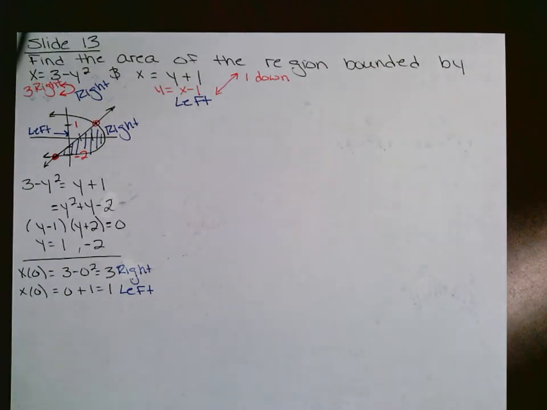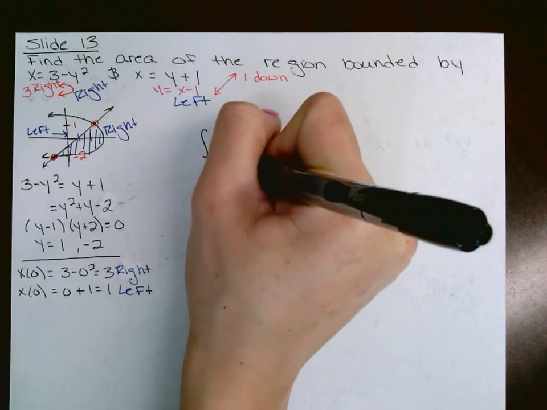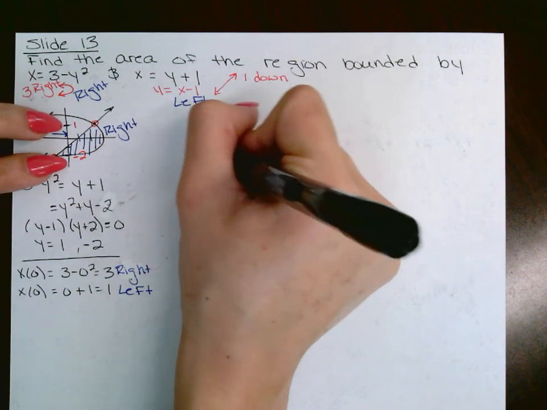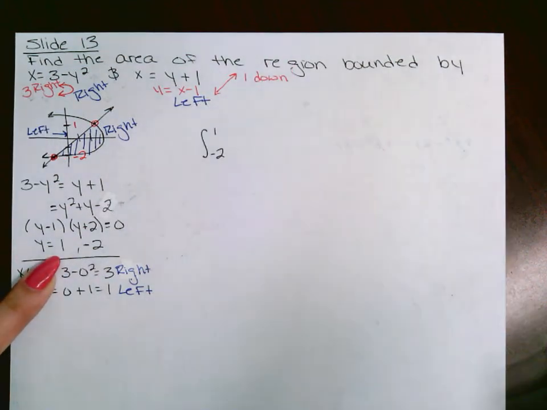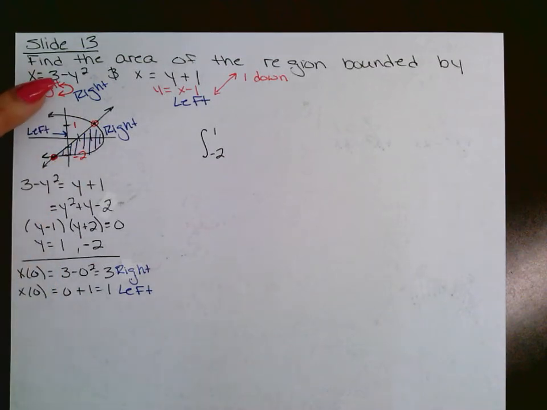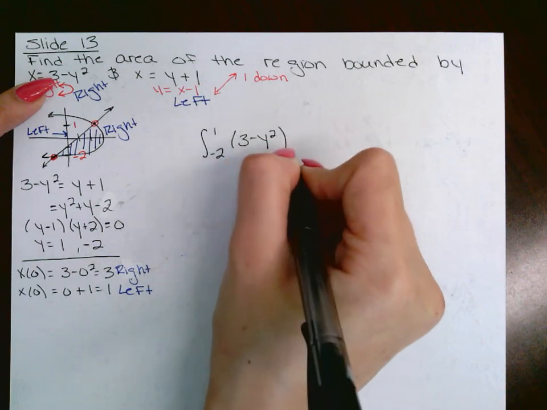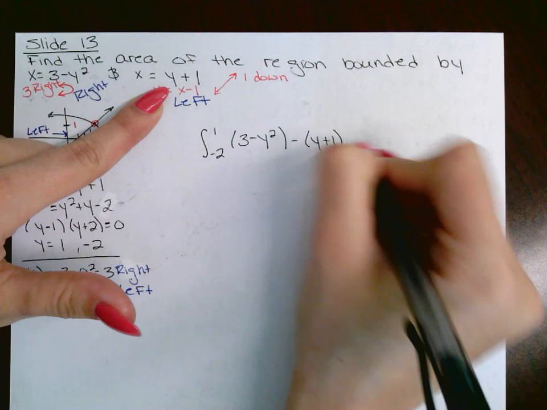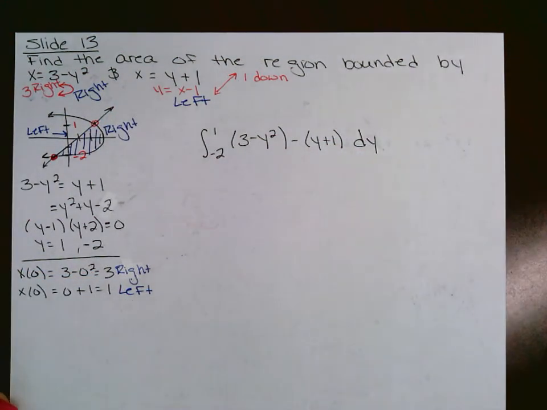So now should be the easy part. I have my integral from, who is my a? Good, -2, my smaller number, up to 1. And now my right function, which is 3 minus y squared, minus my left function. And because this is with respect to y, I put dy. The next steps go the same, okay?